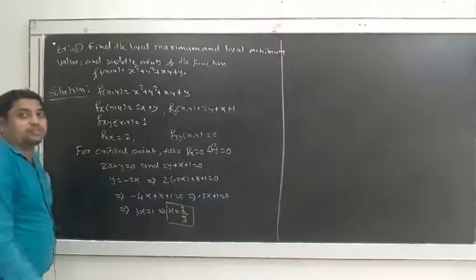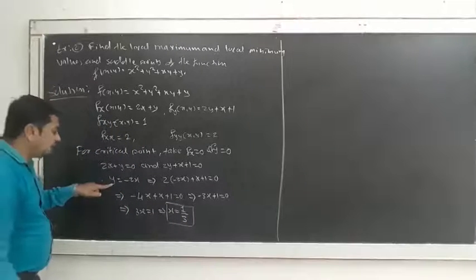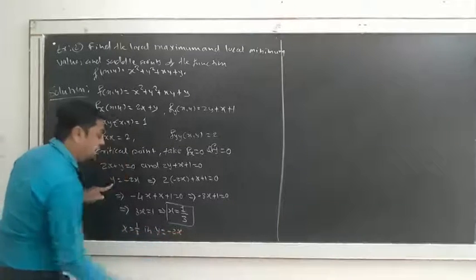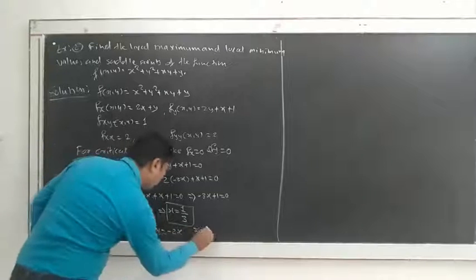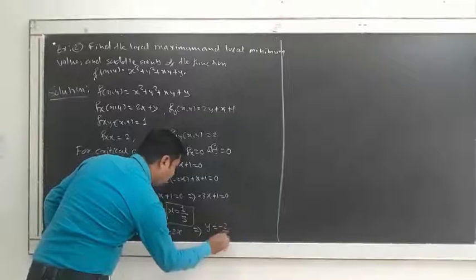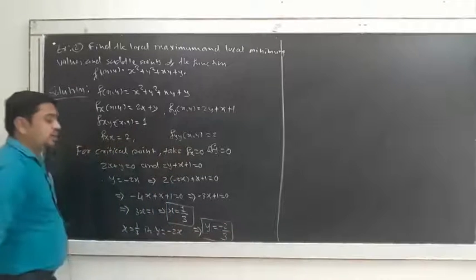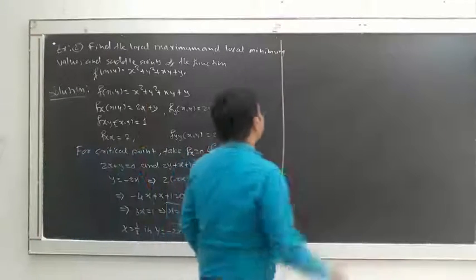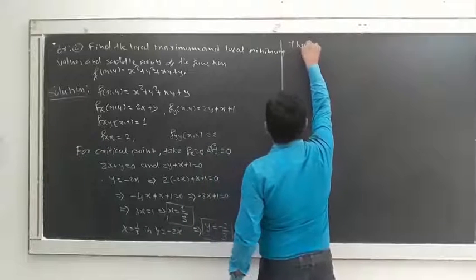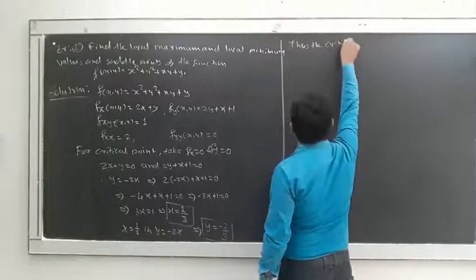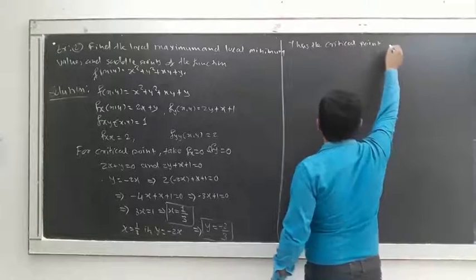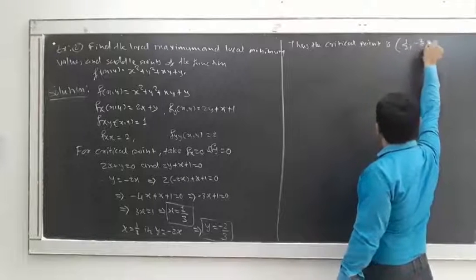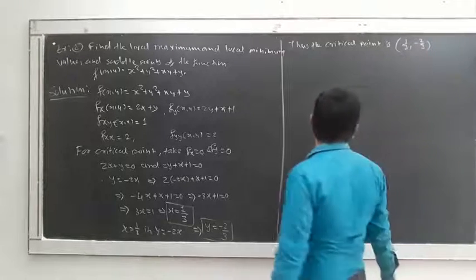This is our x. So x is equal to 1 by 3. Put x equal to 1 by 3 in y is equal to minus 2x. And what should be your y? Your y is equal to minus 2 upon 3. So you are getting y as minus 2 by 3. And thus, the critical point is, what is the critical point? It is 1 by 3 and minus 2 by 3.